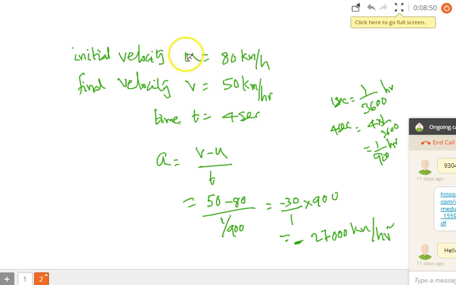Initial velocity u, final velocity v, 80 to 50, it decreased. That's the reason for minus 27,000 kilometer per hour square. Got the point?